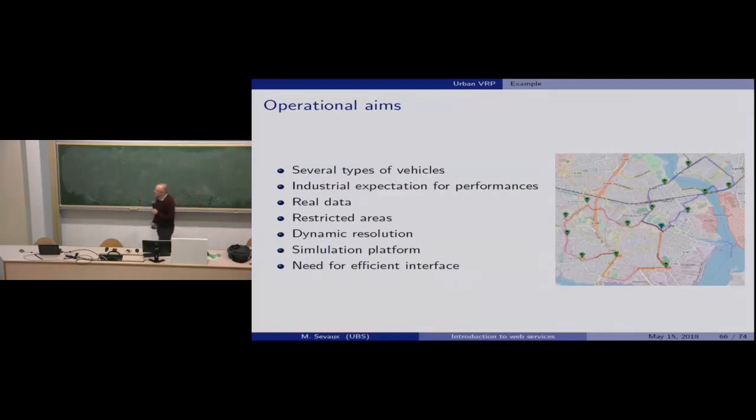The operational aim of this program is also to be able to handle several types of vehicles. As mentioned yesterday in the lab session by Christian, the number of vehicle types should not be too high, because the problem becomes much more complicated as soon as you have many types of vehicle. We also have partners for industrial expectations for performance. We are partners with IFSTAR, the French Institute for Transportation, and they say that we need that type of performance. We need real data and restricted areas. We are going to handle this.